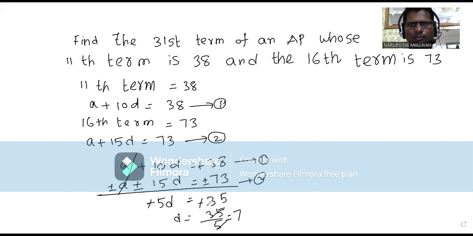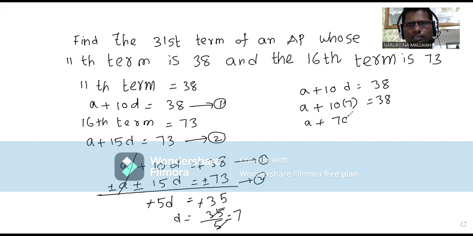So after finding the D value, we have to find the A value. Substitute this D value in any one of these equations. See, the first equation is A plus 10D, that is equal to 38. A we don't know. D I know is 7. So A plus 10 into 7, that is 70, is equal to 38. A is equal to 38, this plus 70 becomes minus 70. 8 minus 0, 8. 70 minus 38. So I got the A value is minus 40.